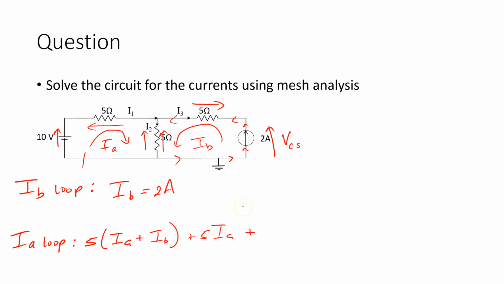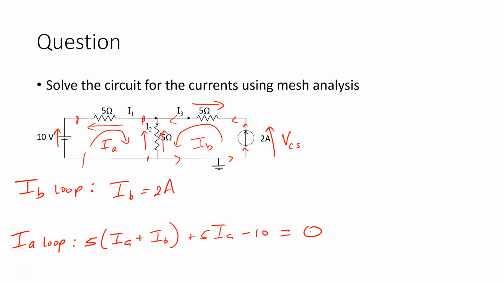plus, or in this case, sorry, minus, because I'm going, so the first term took me from this point to this point. That is the 5 times IA plus IB. Then the 5 IA, again going up through 5 IA. And now I'm at this point and I'm going down. So that will be minus 10 volts. And that brings me back to the same point. So that is equal to 0.